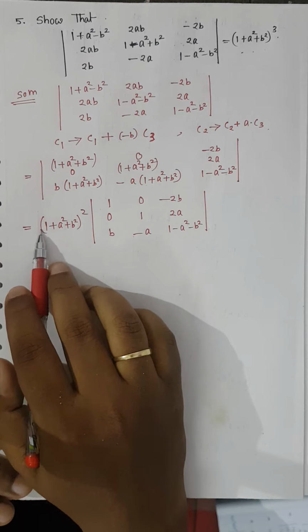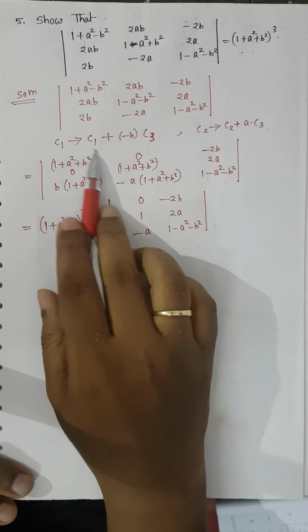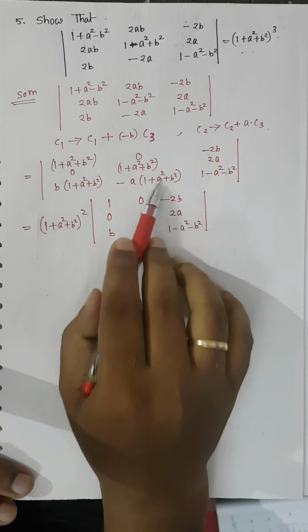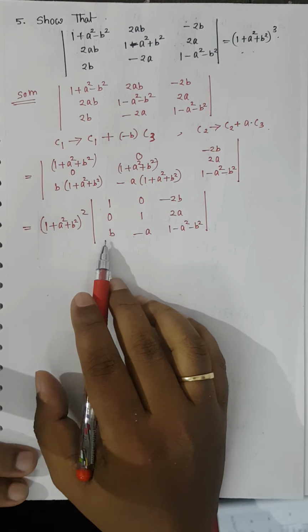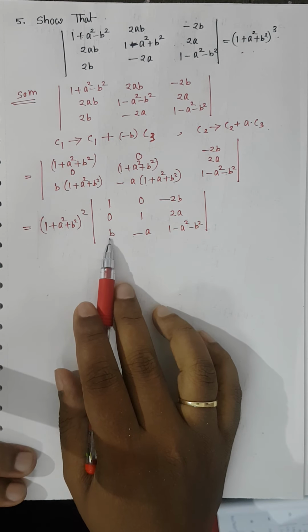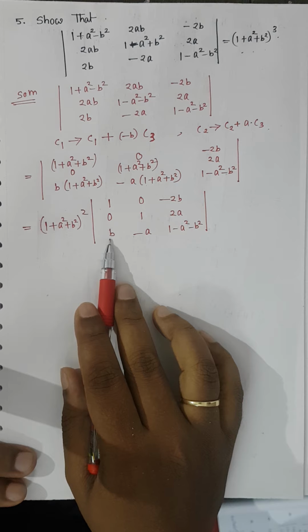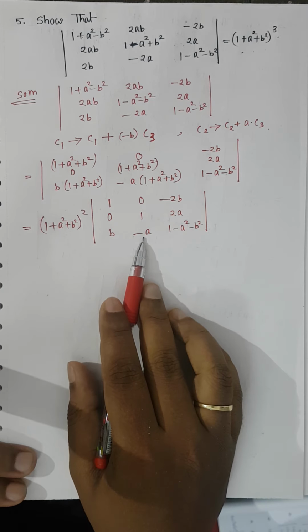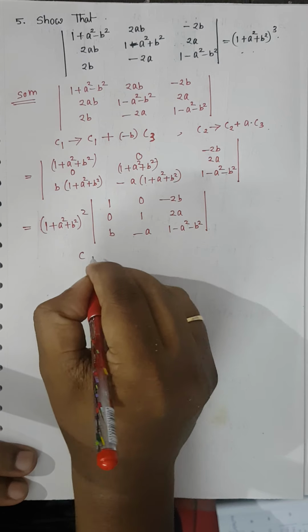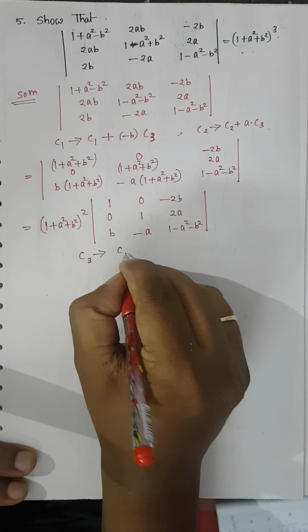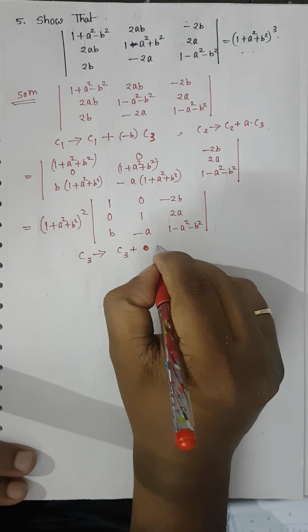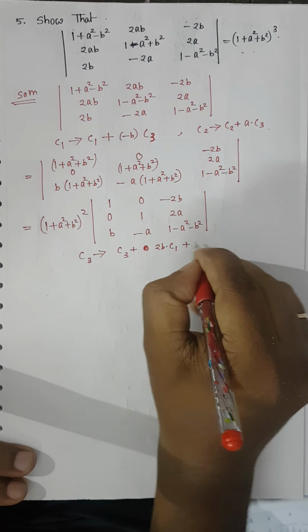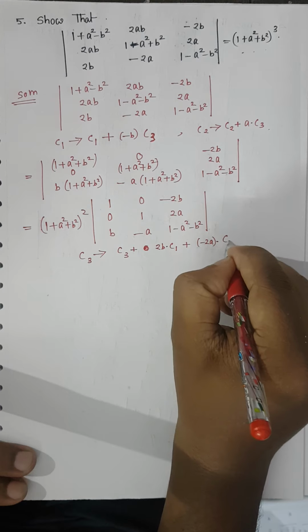So I am getting the factor 1 plus a square plus b square twice, once from column 1 and once from column 2. So it is square. Now again, if I multiply column 1 by twice b and column 2 by minus twice a, I can write column 3 changes to column 3 plus twice b into column 1 and minus twice a into column 2.